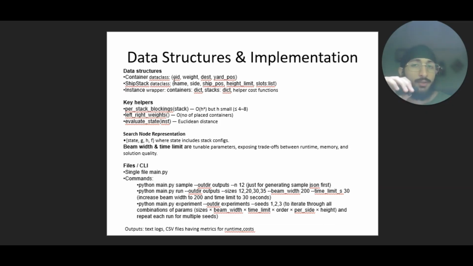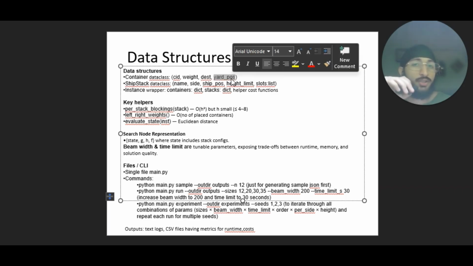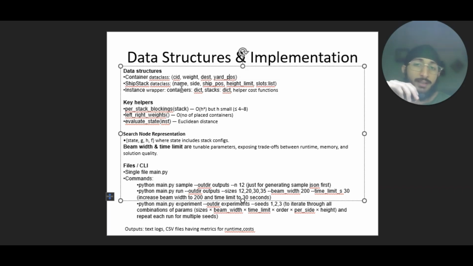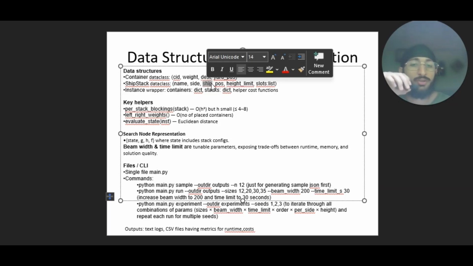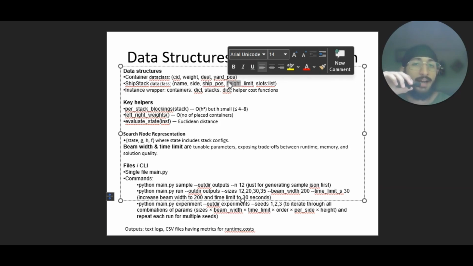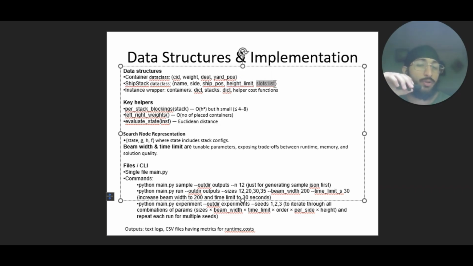That is its unique ID, the container's weight, the destination it has to be dropped off at, and the yard position it is initially present at. And I also have the ship stack data class, which models a real-world stack present on the ship. It tracks the name of the stack, the side at which it is present, whether left or right, the ship position, that is the coordinates at which it is in the ship, the height limit, that is the maximum stack height we can have, and the slot configuration. Basically the slots are the ordered list to place the containers into the stack.